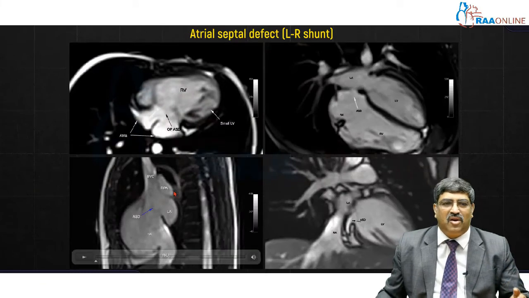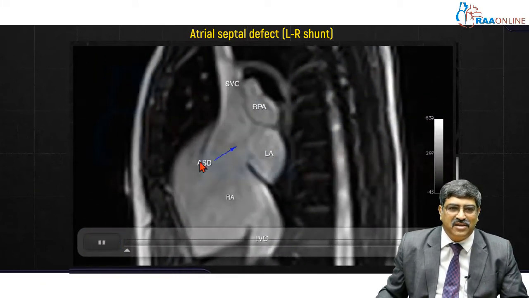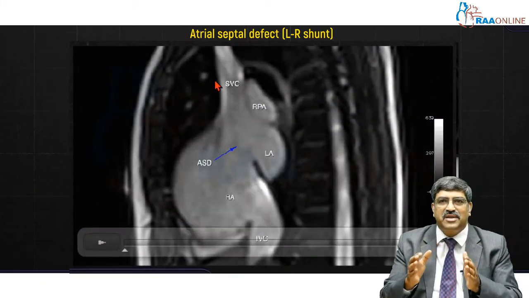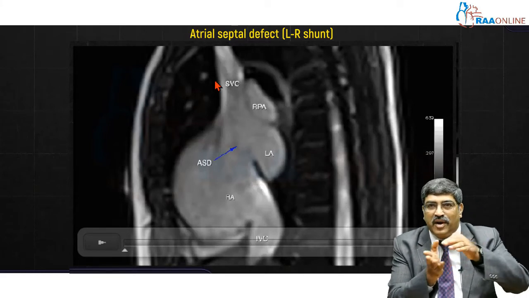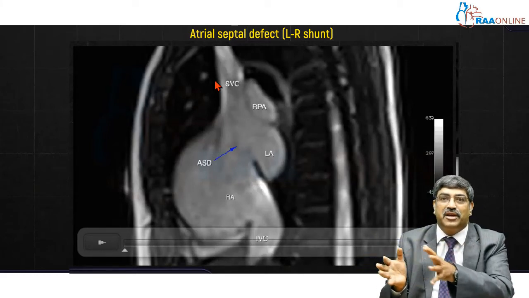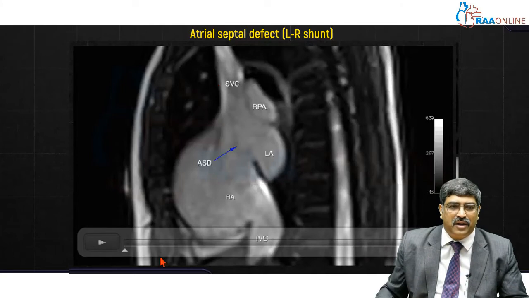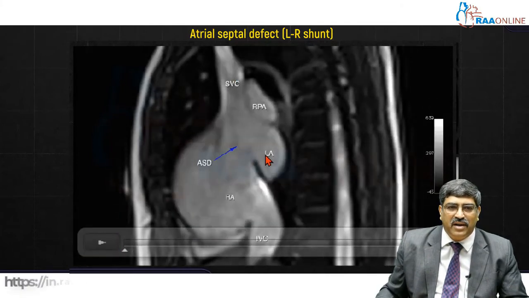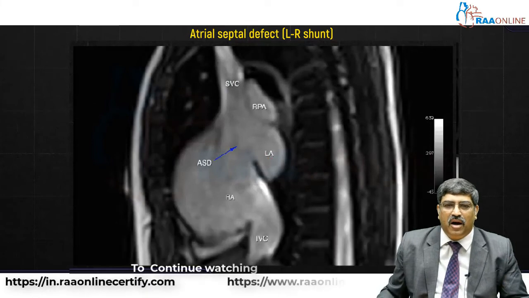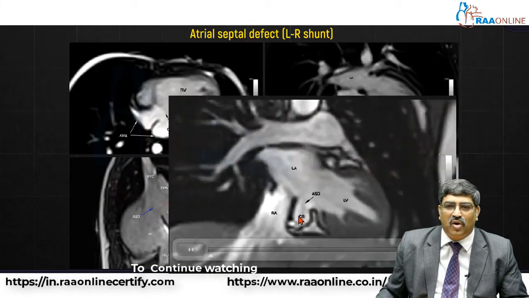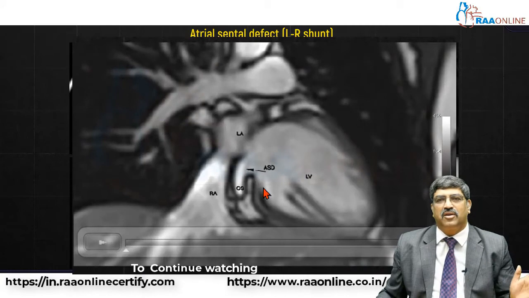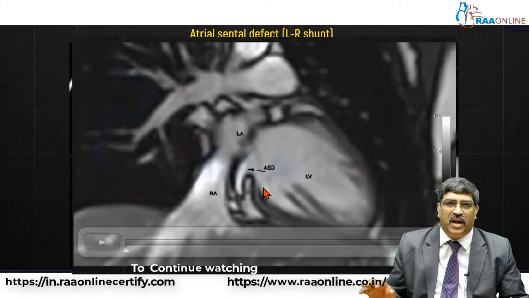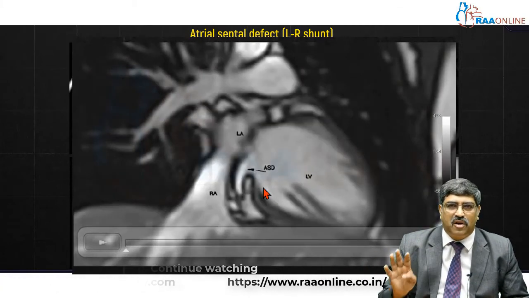The third one is called the sinus venosus ASD, where your SVC or IVC blood goes via the ASD into the left atrium rather than going into the right atrium. Here you can see the SVC blood going via the ASD into the left atrium. And the fourth type is called the coronary sinus ASD, where the coronary sinus blood goes into the LA. These are the 4 types of ASD.